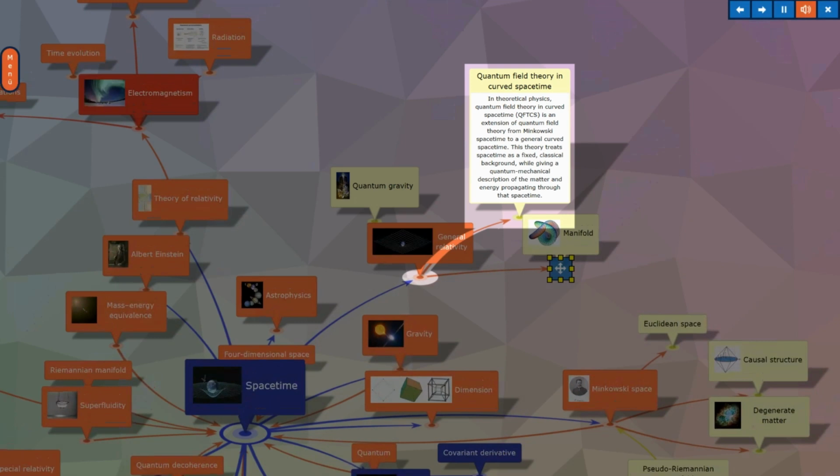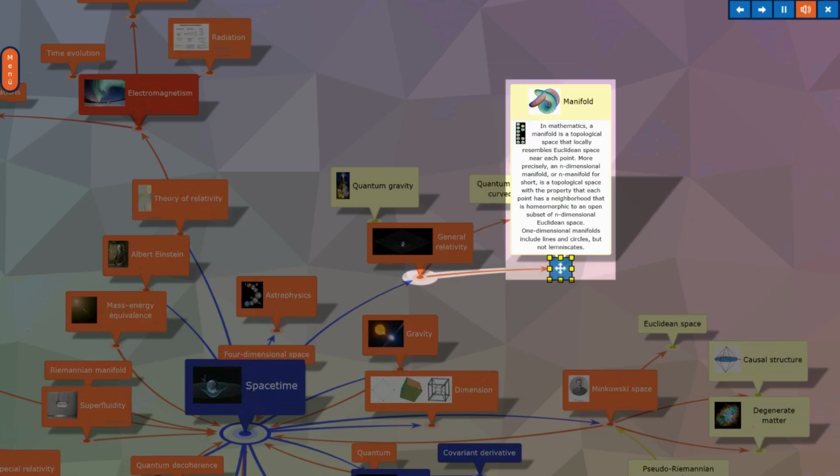This theory treats spacetime as a fixed, classical background, while giving a quantum mechanical description of the matter and energy propagating through that spacetime. Manifold.